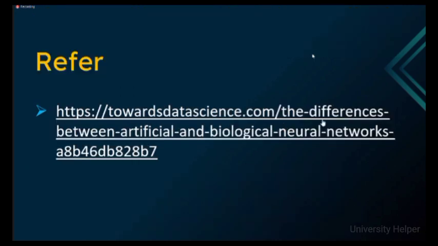So this is the reference which I mentioned to discover the difference between an artificial neural network and a biological neural network. You can go through this link. I think it's hosted on DataCamp. That's a website for learning about data science and related topics. You can go through this link and get a clear understanding of how you can differentiate the biological neural network from the artificial neural network.